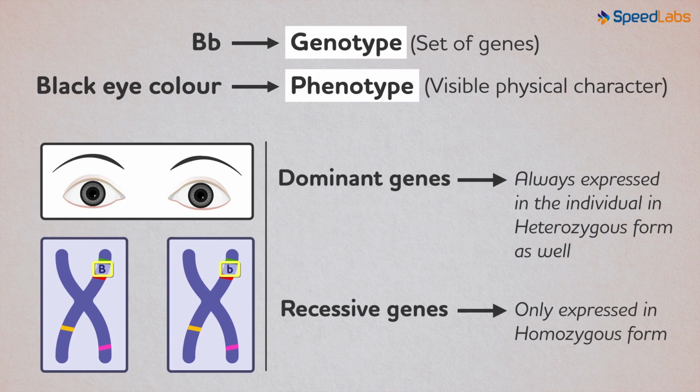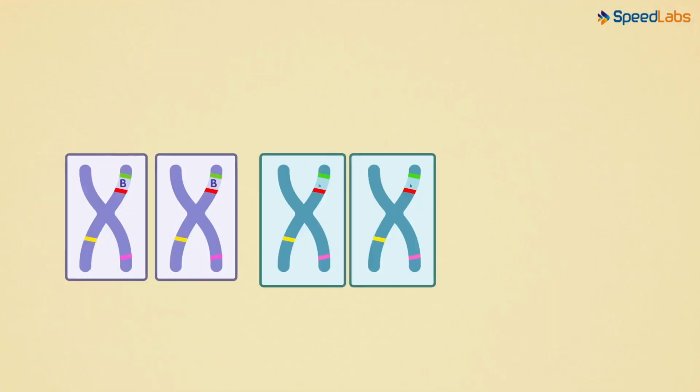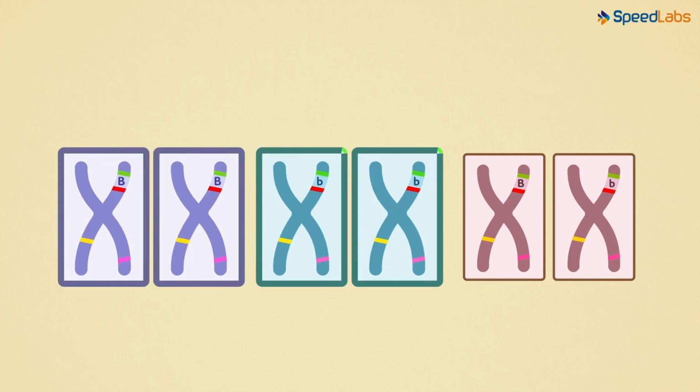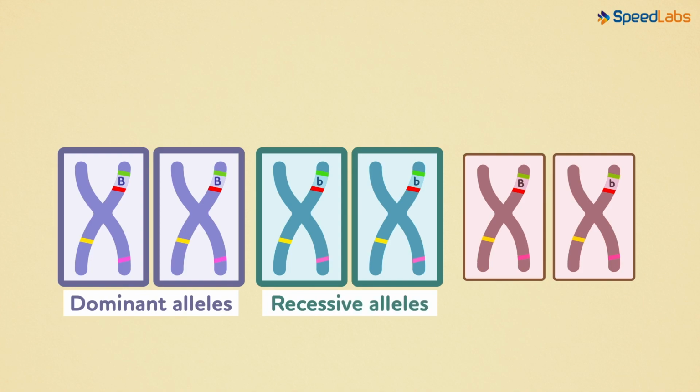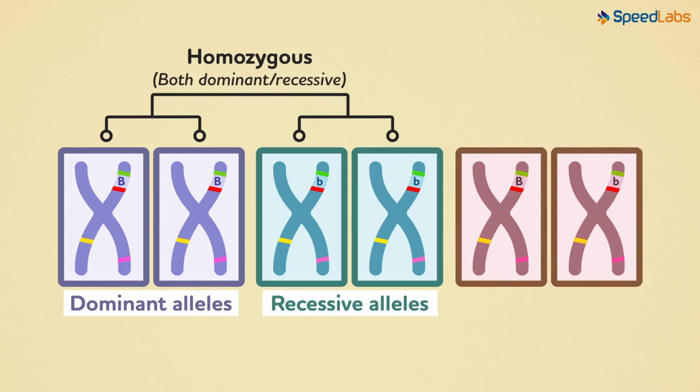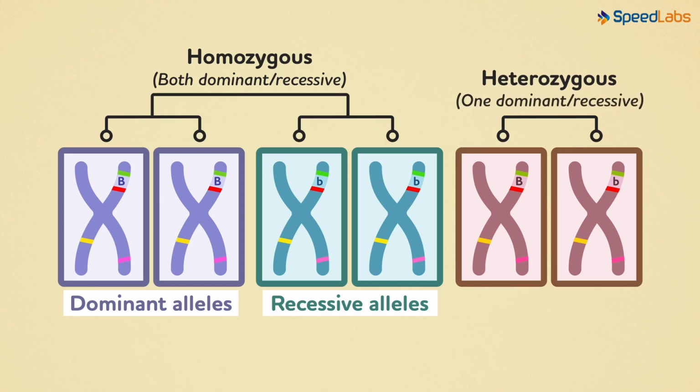Now this gets us to one more interesting concept: homozygous and heterozygous. What could this be? Have a look at these three different genotypes. Now here, this and this both sets have the same set of alleles. This one has a pair of dominant alleles, while this has a pair of recessive alleles. Such forms are called homozygous forms. That means both the set of genes are either dominant or they are both recessive. What will this type be? That's correct. It's the heterozygous form. One dominant and one recessive gene.